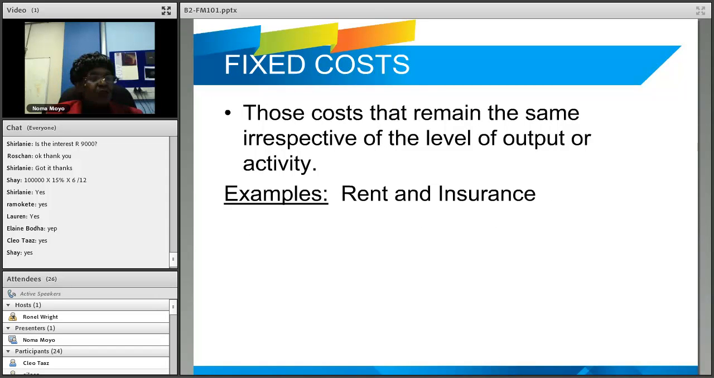Fixed costs, they are those that don't change. If, let's say, I'm teaching in a classroom and I'm renting the classroom for 1,000 rands. If there are 2 students, I'll still pay 1,000 rands. If there are 20 students, I'll still pay 1,000 rands. An example of fixed costs are rent and insurance. Salaries are fixed costs as well.